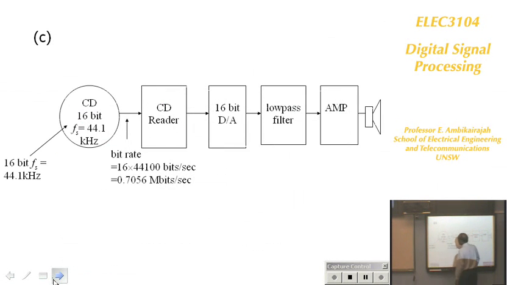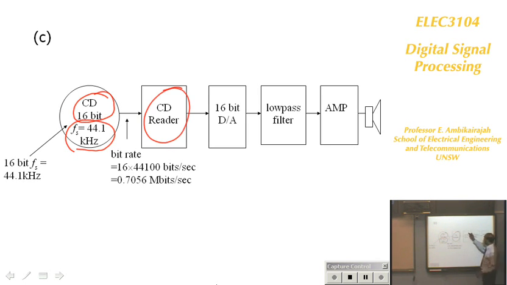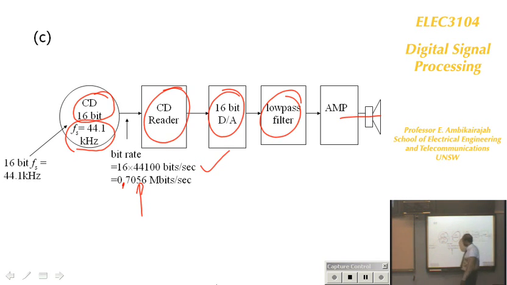Another example: you've got your normal music CD, where we normally use 16 bits at 44.1 kHz sampling. You use the CD reader to read it, and you have a 16-bit D2A inside, a low-pass filter, and it passes through an amplifier or headphone. This is wrong, that's not right. Just check this one, I think it's 705 here. The point is you will find the bit rate is very, very high for a CD. But that's how you get high quality.